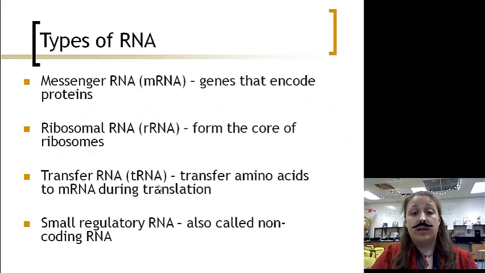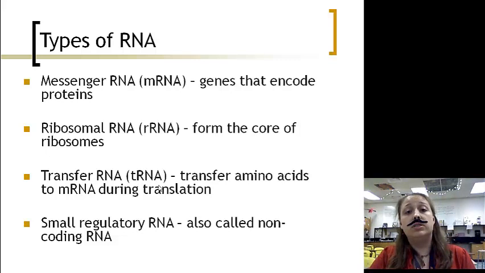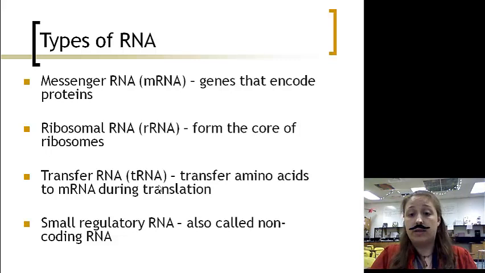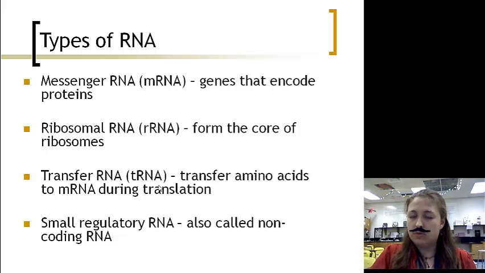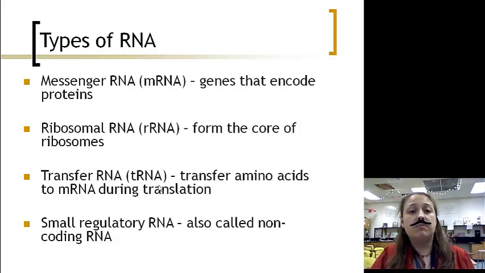Types of RNA. We have four. You should remember three of them from your biology class. Messenger RNA, known as mRNA, holds the message, the gene that encodes the protein. Ribosomal RNA, or rRNA, forms the core of the ribosome. Remember, there are two subunits to the ribosome, the large and small subunits, and those are made from ribosomal RNA. The third type is transfer RNA, or tRNA. That transfers amino acids found out in the cytoplasm and brings them to the mRNA during translation. We'll get more of that in our next video. There are also small regulatory RNAs that we call non-coding RNAs. They're there, but they don't really code for anything.